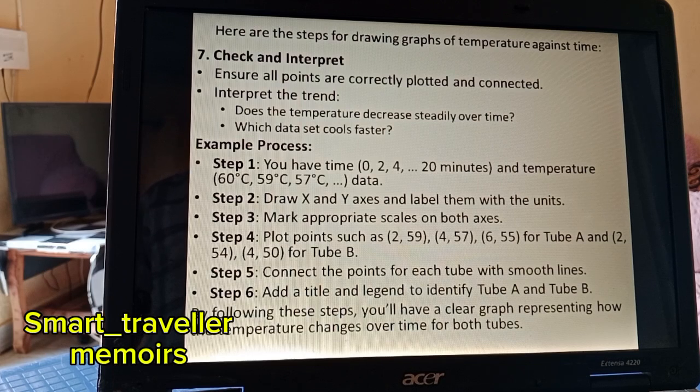Step 5: Connect the points for each tube with smooth lines. Step 6: Add a title and a legend or key to identify tube A and tube B. By following these steps, you have a clear graph representing how the temperature changes over time for both tubes.